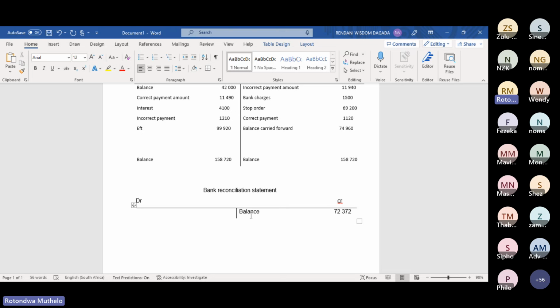So let's handle it. It says a trust deposit has been erroneously credited to the business account. So when we correct that error, we put it on the opposite side. Since the error was made on the credit side, which is the positive side, we must put it on the opposite side, which is the debit side. So this one is going to come here, and we're going to say trust. And then we're going to put that amount.